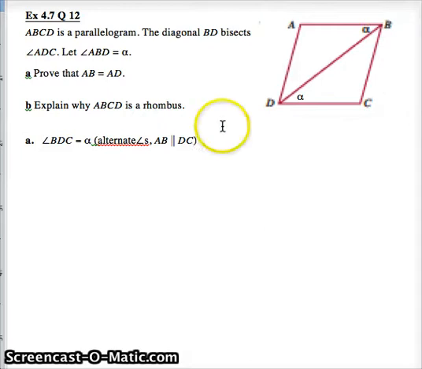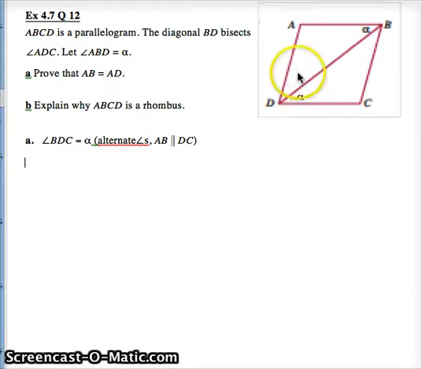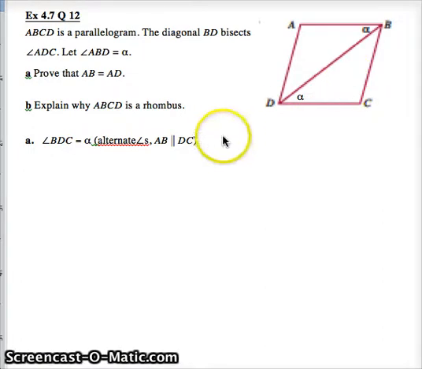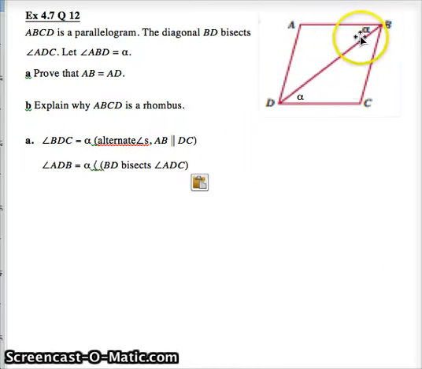The other information that we've been told is that BD bisects angle ADC, so if we've got alpha down here, then we also know that this angle up here is also alpha. So we'll write that up as well. So we can say that angle ADB is also equal to alpha because BD bisects angle ADC, and we can put a little alpha in on that diagram as well.